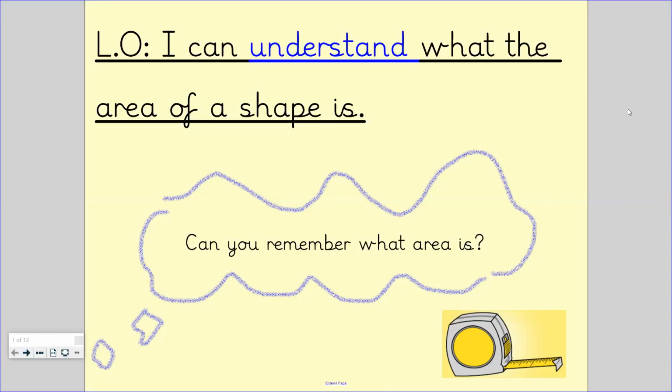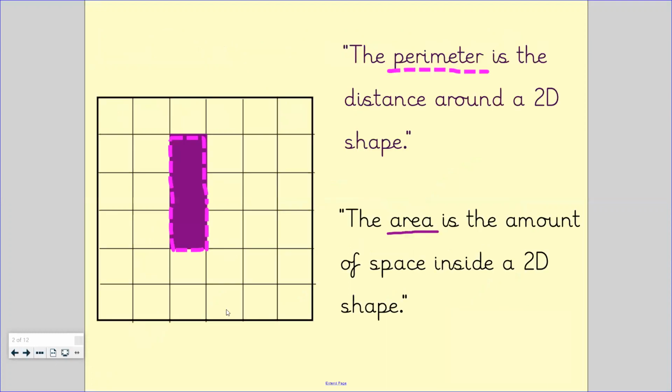So have a little think for a few seconds. Can you remember what area is? So we know that the perimeter is the distance around a 2D shape. So we've been looking at that over the last 2 days. So it's the distance around the outside, so looking at the length of every side in centimetres and working out the distance around the outside.